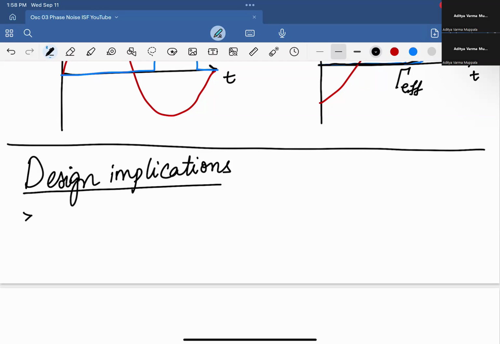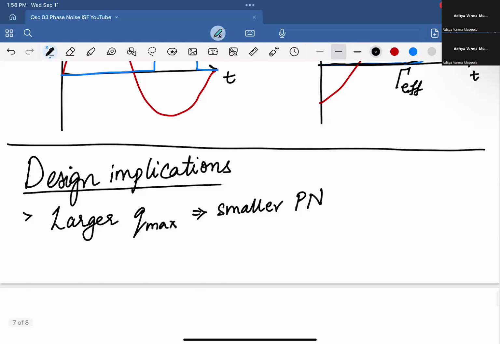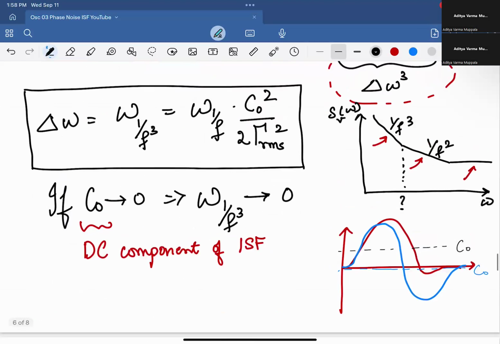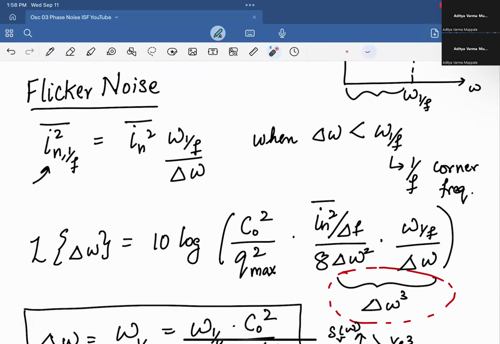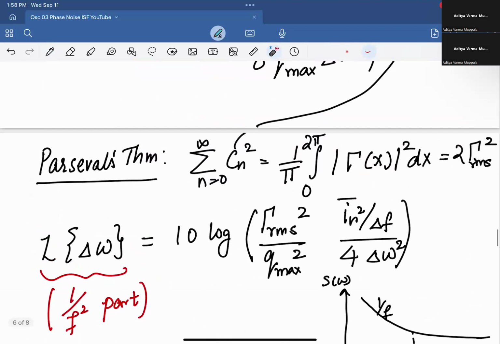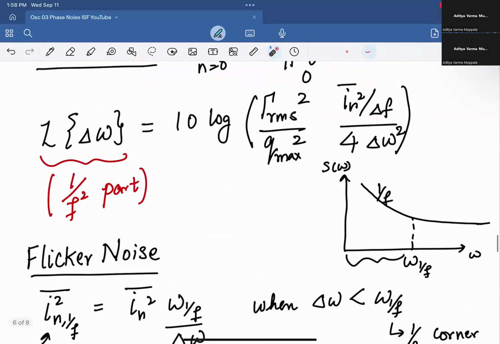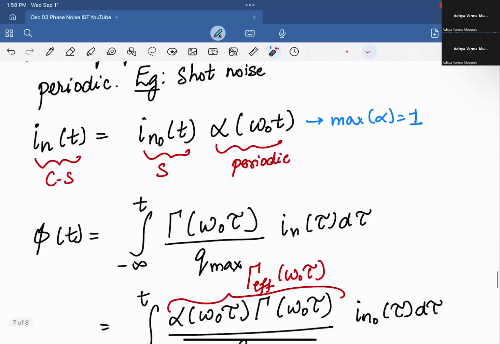So if you want to reduce phase noise, then one thing you can do is you can try to increase Q max, if that's a possibility, that is. So you can have, let's say, larger swing or somewhat of a larger capacitance on the output node, then you increase Q max, and that would reduce the phase noise, right? Because Q max shows up in the denominator of all the power spectral densities that we calculated, right? So for example, here it shows up as Q max squared for the flicker noise term. And again, for the 1 over f squared term also, it shows up in the denominator. So that's one way to do it.